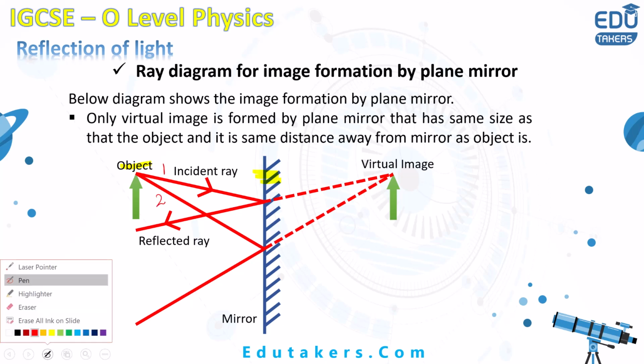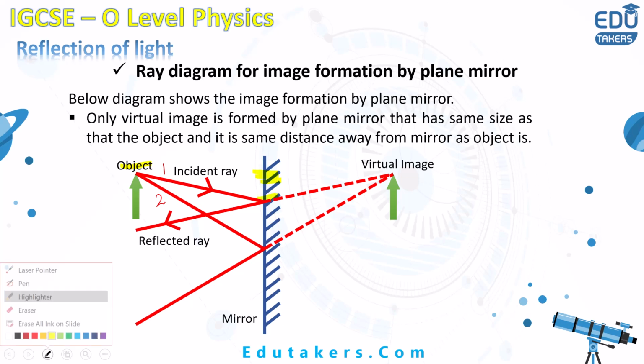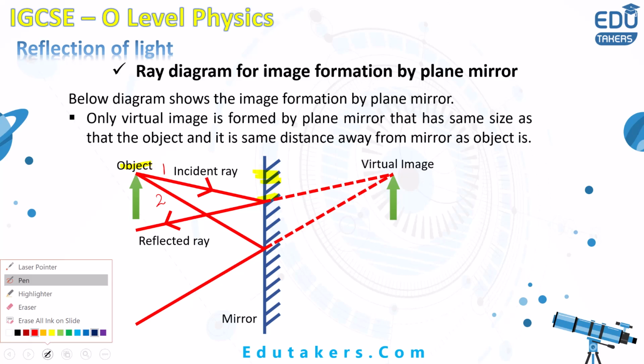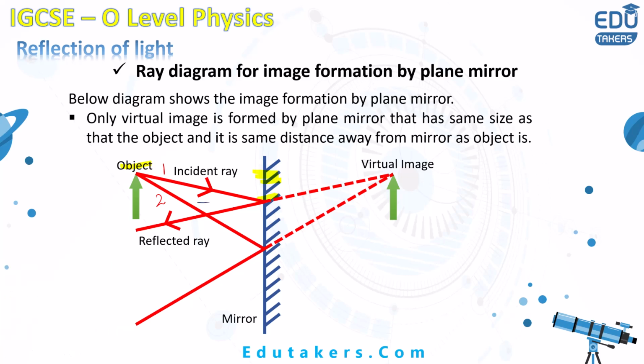First of all, suppose the first ray. When the ray, which is the incident ray, is coming from the object, it strikes the plane mirror. Then you need to draw here the normal line so that you can draw the path of the reflected ray. Let me draw here the path of the normal line. It will look like that.